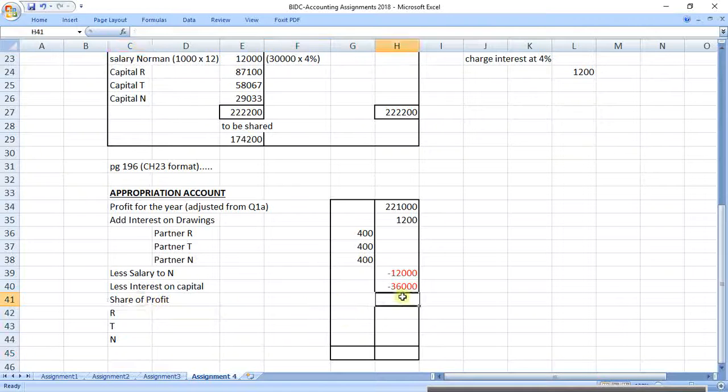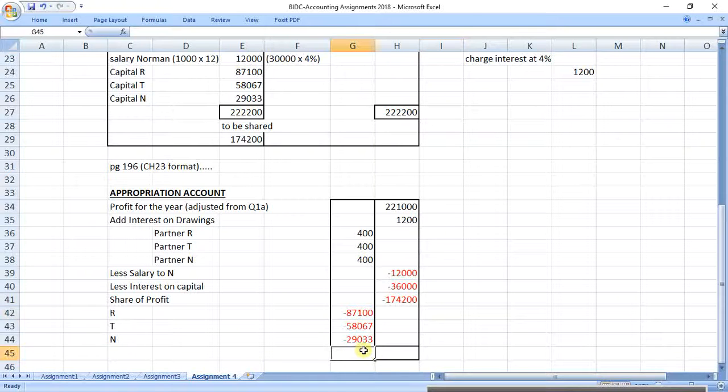Okay, so the share of the profit will be a minus. It is a minus, eh? Yes. Okay, so negative that figure. R gets this figure. N, T gets that figure. N gets that figure. Okay, we worked it out earlier. Don't have to work it out again.